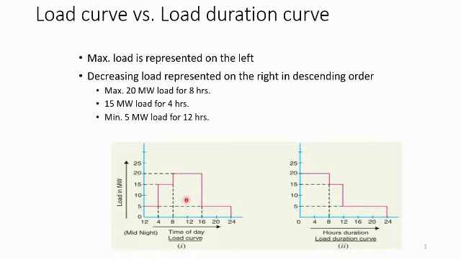If we move towards the load curve, we can see that between 12 to 4 we have a load of 5 megawatts, then between 4 to 8 we have a load of 15, then between 8 to 16 we have a load of 20, and then 16 to 24 we have a load of 5 megawatts. So how does it vary? First the load is 5 megawatts, then 15, then 20 and then 5 again. So in the start the load gradually increases and then in the end it decreases.